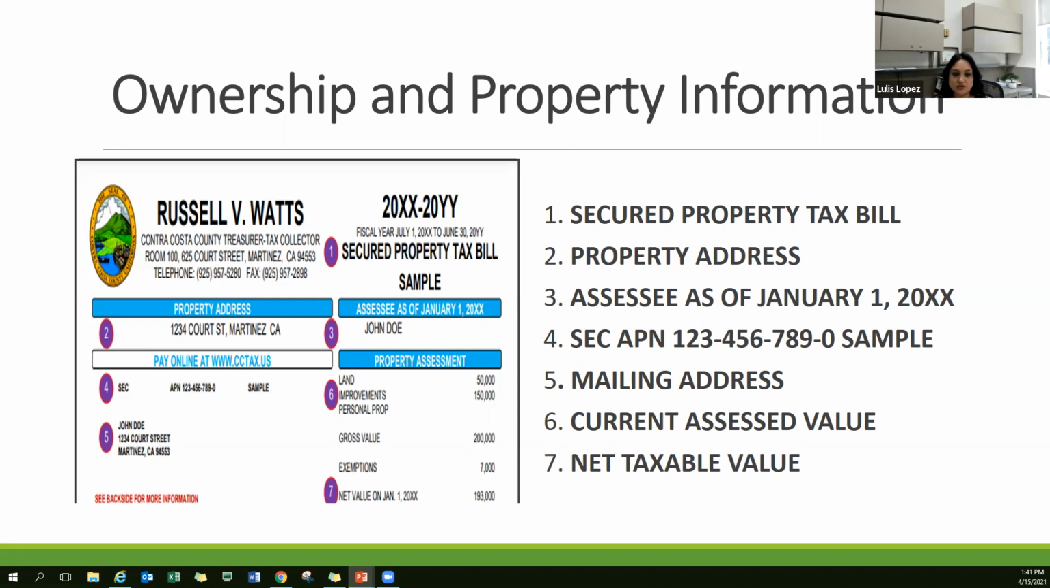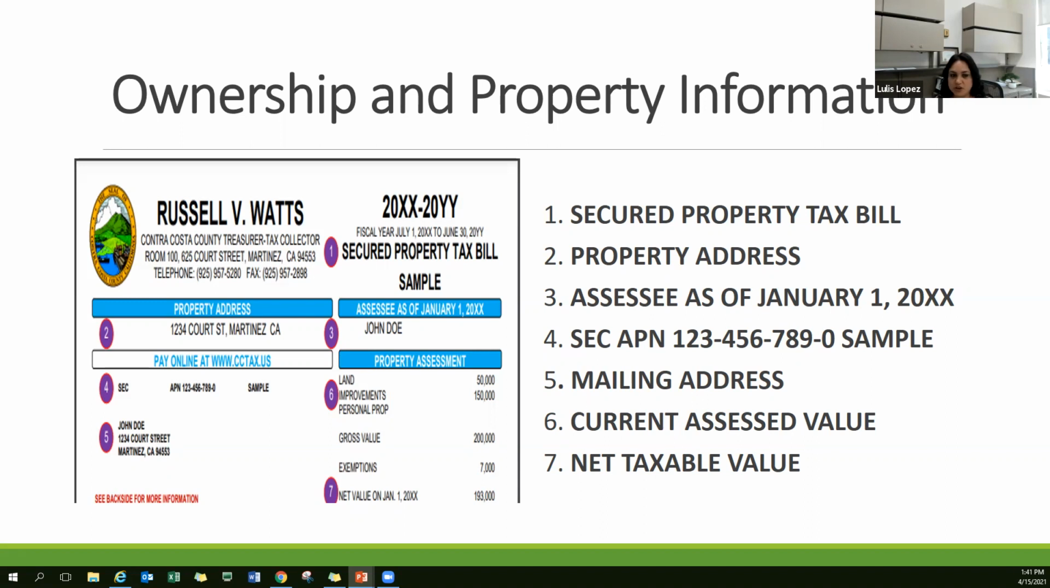The mailing address is the latest address on file from the assessor's office. If it's not correct, it's very important to contact the assessor's office to update it. The property assessment is the assessor's valuation of the property as of January the 1st.